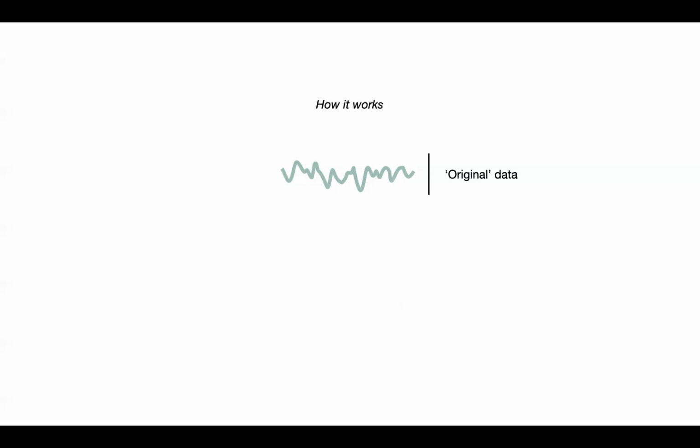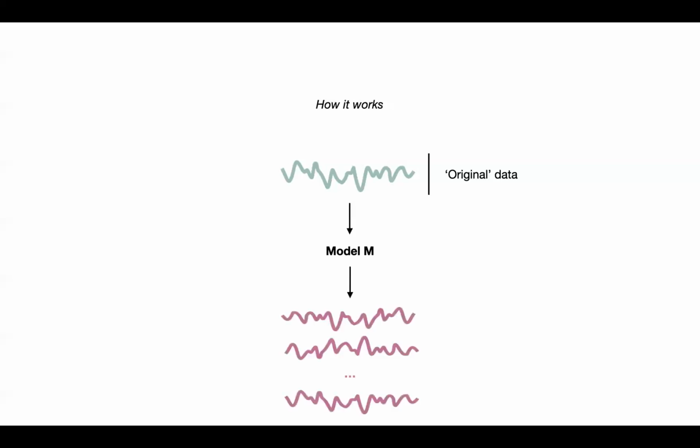So how does it work? Well, we will denote this original data. That's not very surprising. And then we will define a model M that we want to test in order to see whether this model could be a good candidate to represent the original data. So how do we do that? Well, we identify the model parameters from the original data, then we generate a lot of what is called surrogate data using these model parameters.